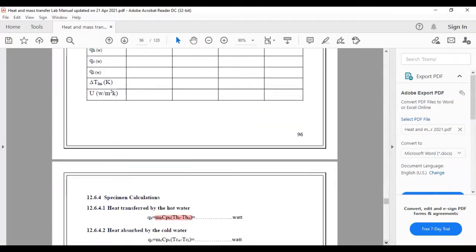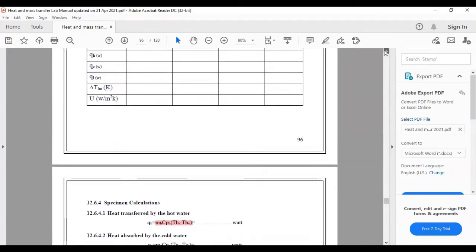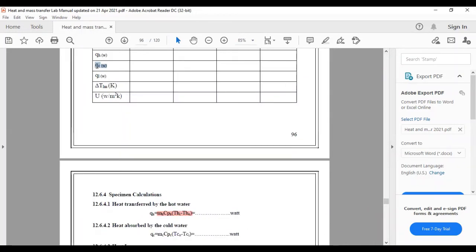Now in a similar way, as we have got the value of QH, we will get the value of QC from this formula, where MC is the mass flow rate of cold water. We have got it from the table, and this is CPC. Again, we have got this from the table, and these values go in the above formula for QH. The value of THI represents the hot water inlet temperature.